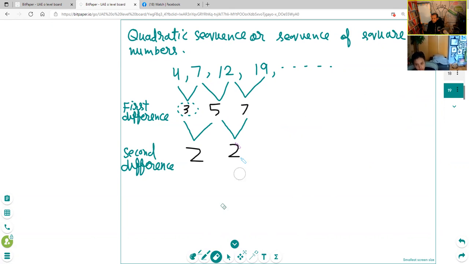In this sequence there will be n square. Always n square, and there will be n square plus n, and n square plus n plus 1. This is the form. You know quadratic equation.